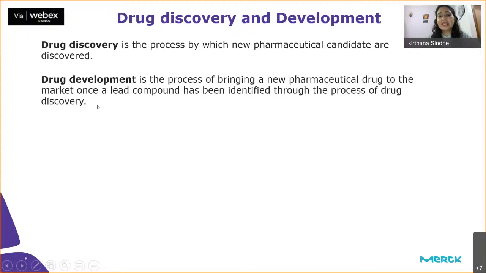Drug development, as the name suggests, is where you're developing that molecule. It is a process of bringing a new pharmaceutical drug to the market. You identify a lead compound first, and then you bring that into the market through this process of drug development. So it's important to know why we should study this topic.